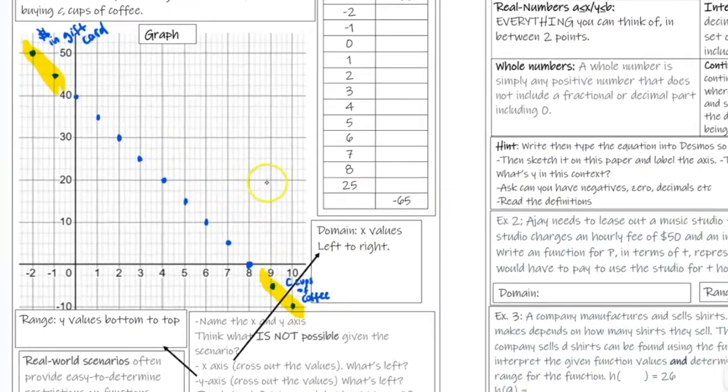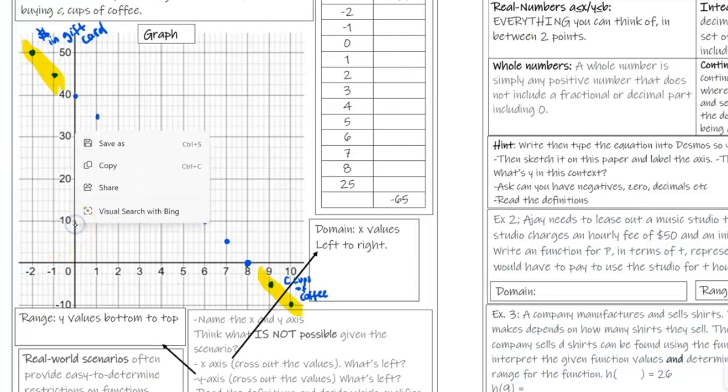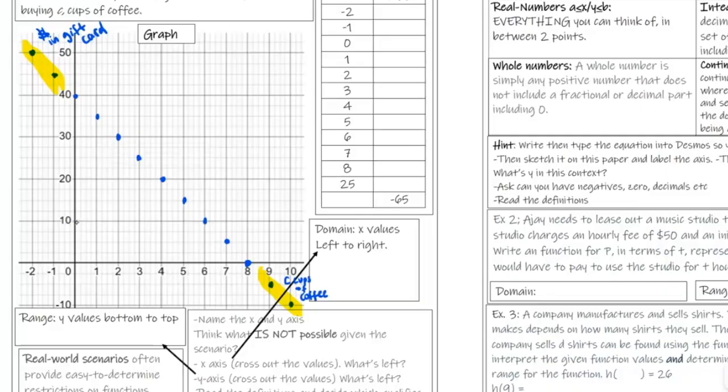So my question is, is this continuous? Can I connect these dots between here and here? So let's think about that for a second. We're going to start off with looking at the y-axis. Can I have, let's say I was right here, 9.9. Yes, I can have $9.90. So I can connect the dots in terms of y. All right, so let's look in terms of x. So remember, it has to be both, right? All right, can I have 1.5 cups of coffee? Can I buy 1.5 cups of coffee?